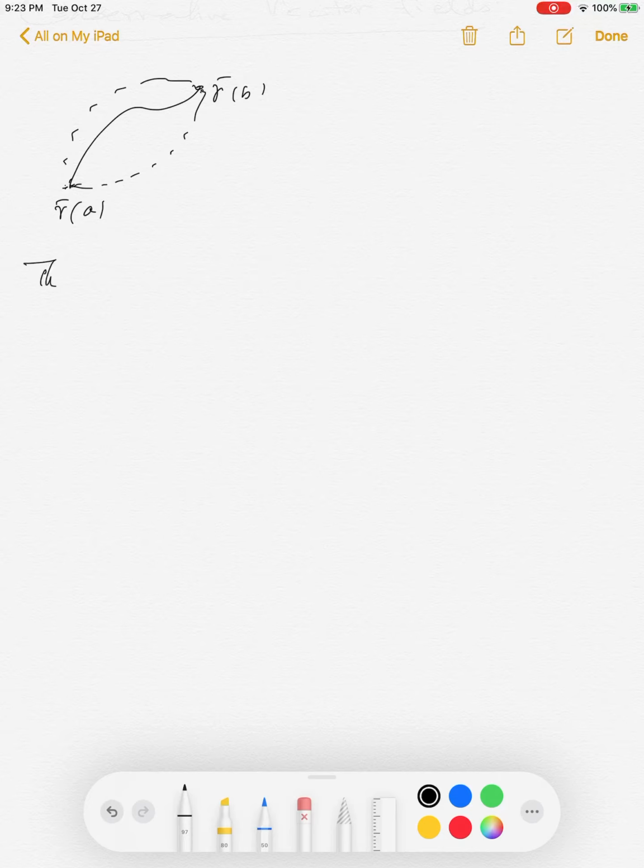Let me first state a very important result of Calc 3. So a theorem. Should I call it fundamental theorem of line integrals? Probably I will formulate another theorem and then I will call it fundamental theorem. In some books, this theorem may be called the fundamental theorem of line integrals. But anyway, let me state it.